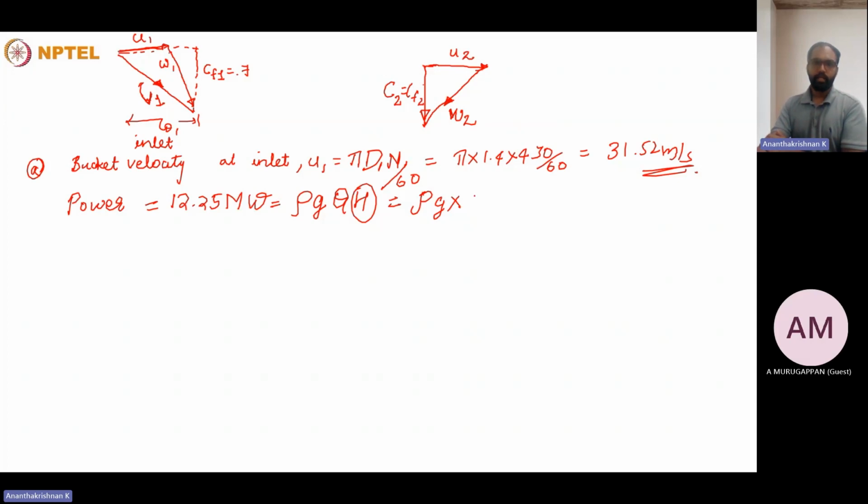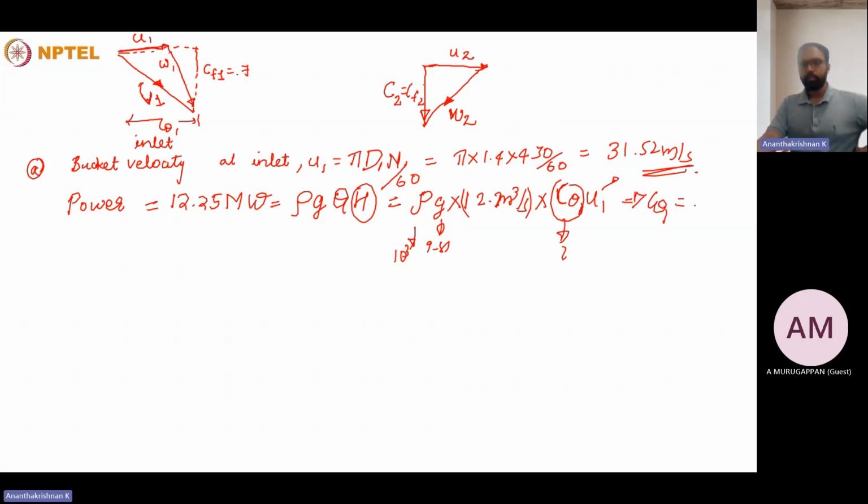So we can write it as 12 meter cube per second, g is 9.81, rho is 10 cube, corresponding multiplied by the head. The head can be written as C theta 1 into U1. From this, the only unknown is C theta 1. So we'll get the value of C theta 1 as 32.39 meter per second.